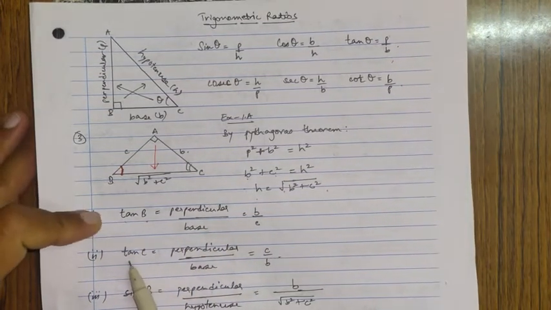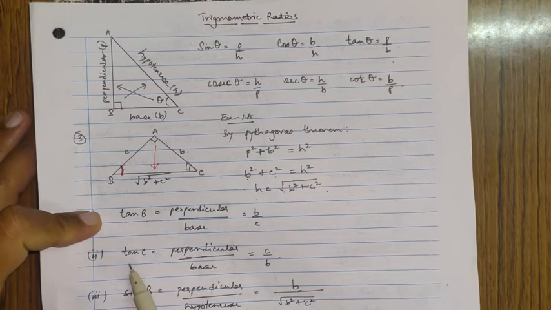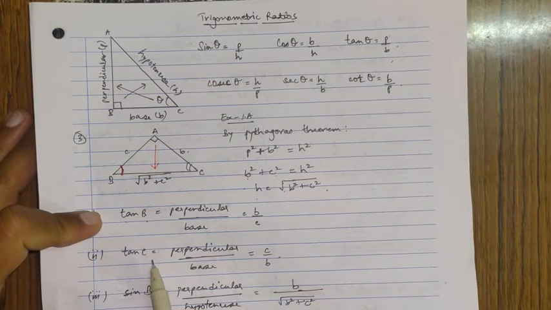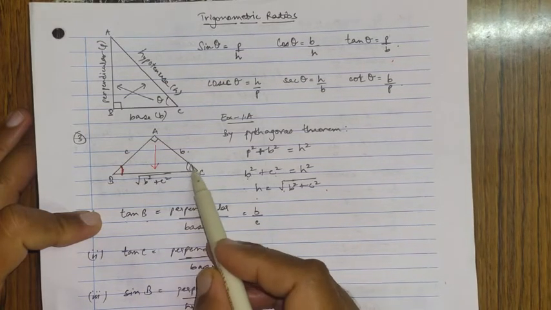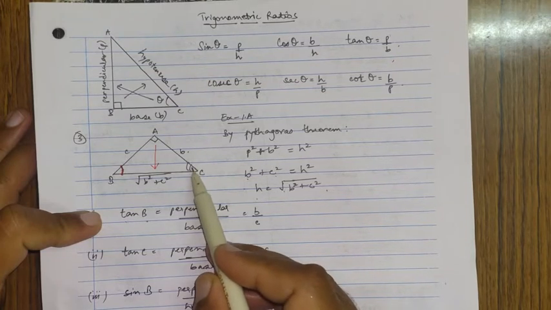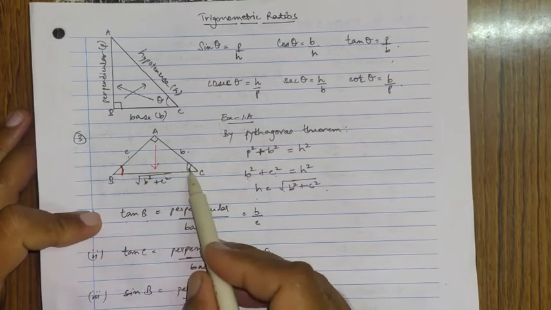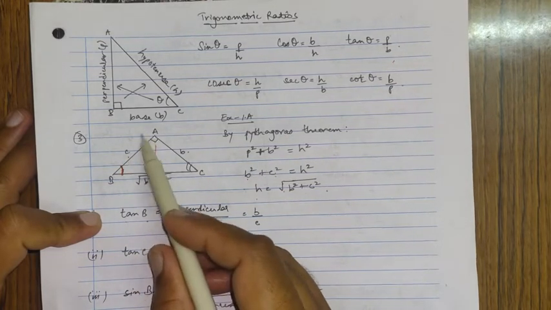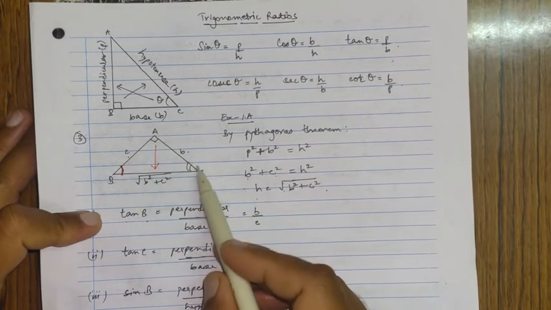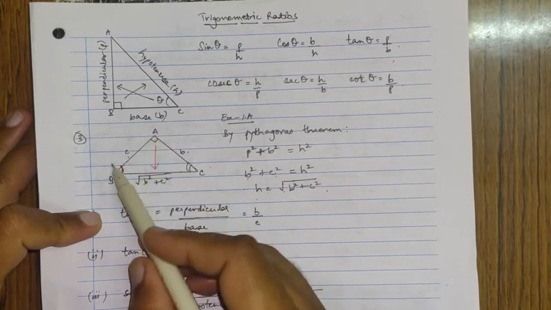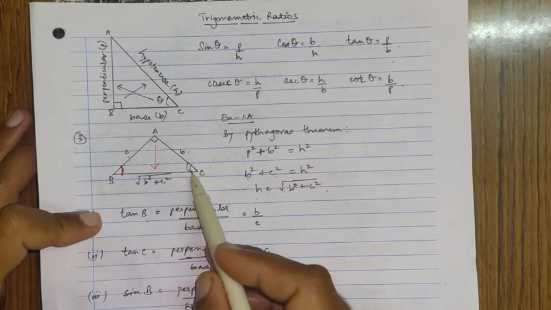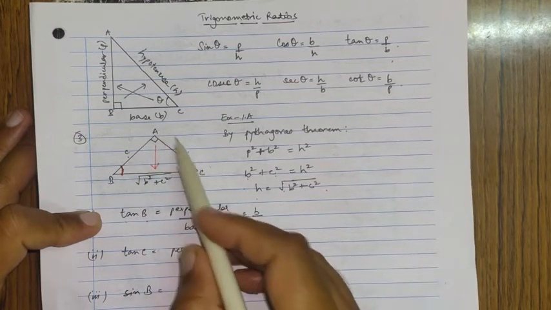Similarly, let us take tan C. This time the angle has moved to the other vertex, that is C. With respect to this vertex, we are going to figure out which side will act as the perpendicular and which side will act as the base. The side opposite to vertex C, that is AB, will be considered as the perpendicular, and the other side adjacent to the C vertex will be considered as the base. So AB is the perpendicular and AC is the base.